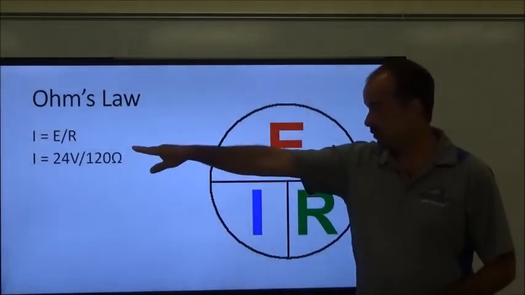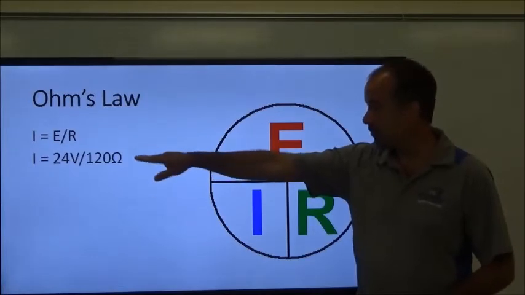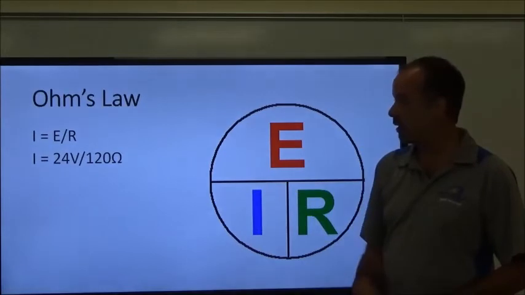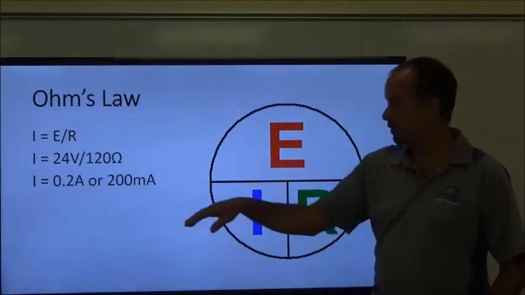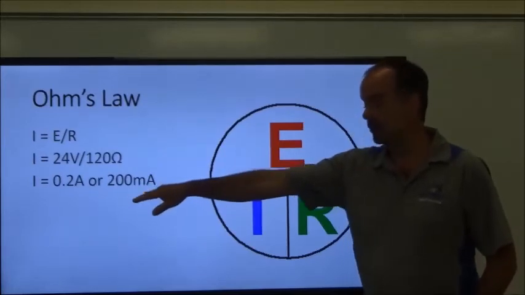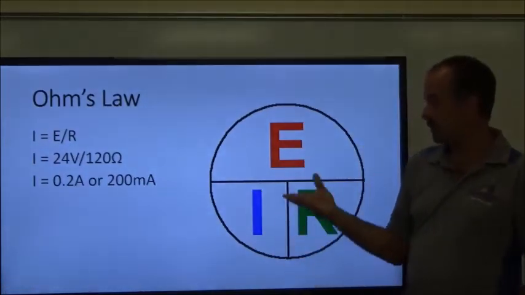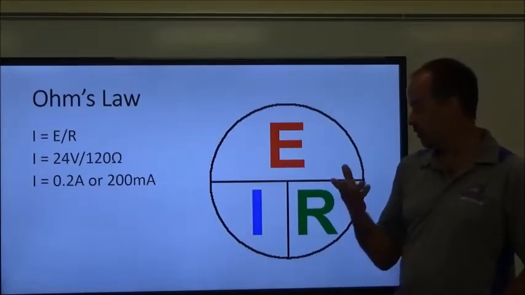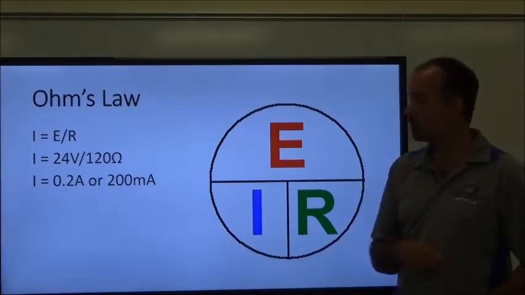E is my voltage, 24 volts. My resistance was 120 ohms. So I divide 24 volts by 120 ohms. That gives me 0.2 amps, or if you want to use our prefix, 200 milliamps. So that's just a simple explanation for finding current if I know voltage and resistance.